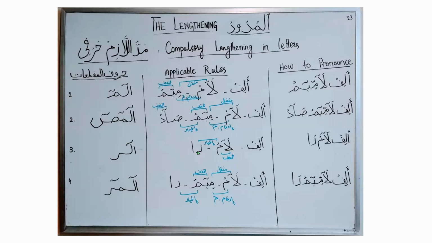And meem is followed by letter ra. We have the conditions of Izhar al-Shafawi. By giving this mad 6 counts and by doing Izhar Shafawi, we will recite this example like this.